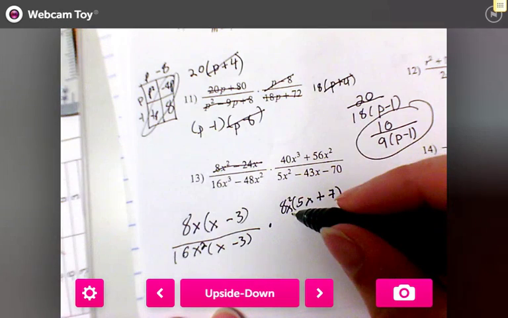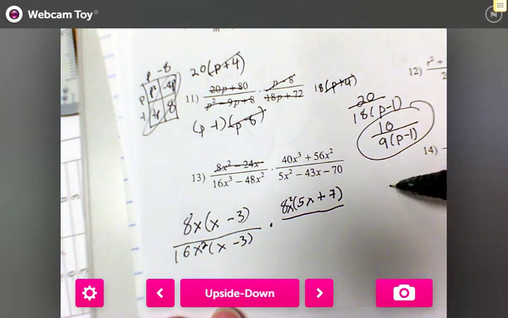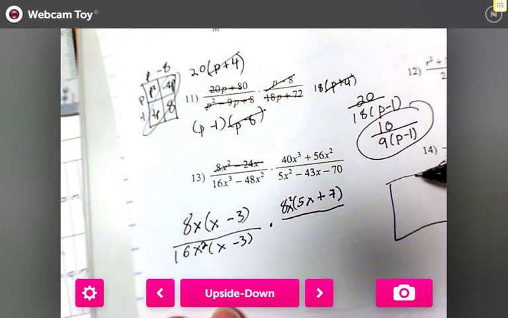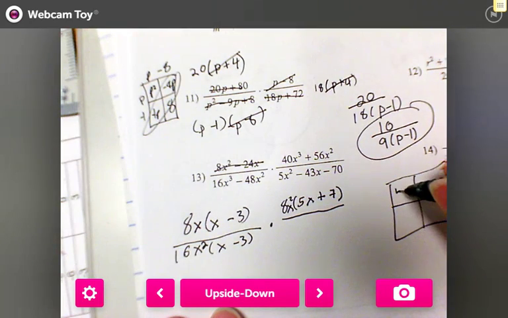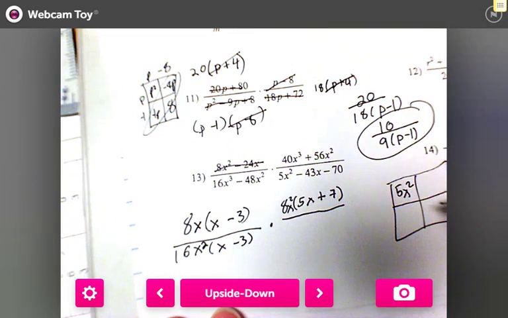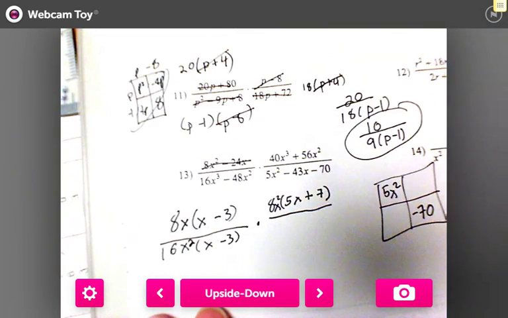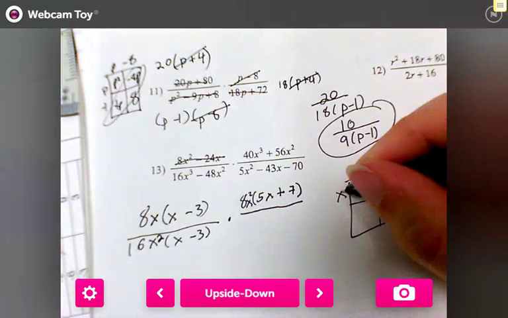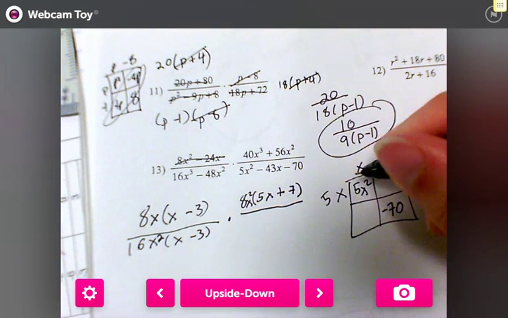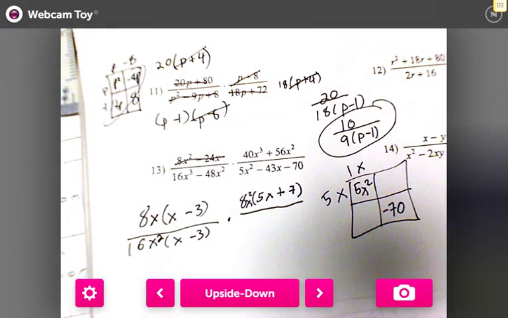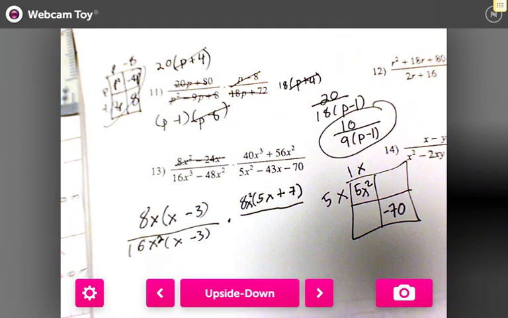Now I'm going to do the bottom. The bottom is a rough one, because right here we've got that 5x squared, and down here we have a negative 70. The first thing, this isn't just x and x anymore. One is 5x and one is 1x. We've got to remember that. This is the tough factoring.